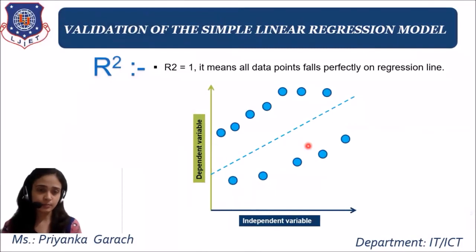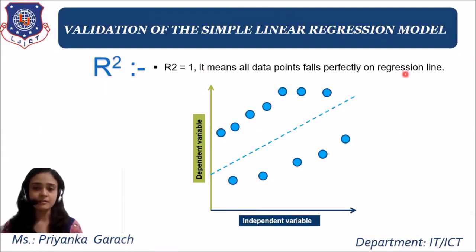Just for an example, suppose my value of R square is 1. It means my model accuracy is 100 percent. The value of R square will always lie between 0 and 1, and you can indicate it in terms of percentage, as we have seen in the previous video lecture. When R square is 1, it means all my data points fall perfectly on the regression line. When my model accuracy is 100%, it means there are no errors present in my model.